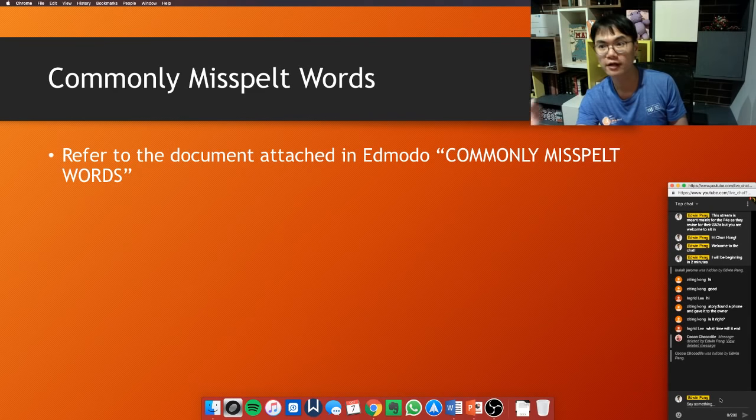So that's it for tonight. It's a very simple presentation. I'm going through some of these commonly misspelled words, commonly made mistakes when we write a composition. I hope this is useful to all of you.